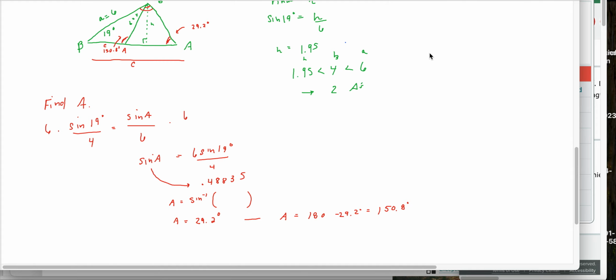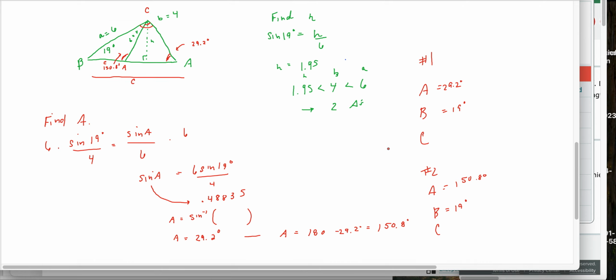And so why don't we keep track of what we're finding. So we're finding two triangles, right? So we'll call this number 1, and then we'll do number 2. I'm just going to identify the angles that we know so far. So we'll call triangle 1 the big triangle, where A is 29.2, B is always going to be 19. We'll put that in both places. And then my other A is 150.8. Okay, so now we have two possibilities for that top angle, angle C as well.